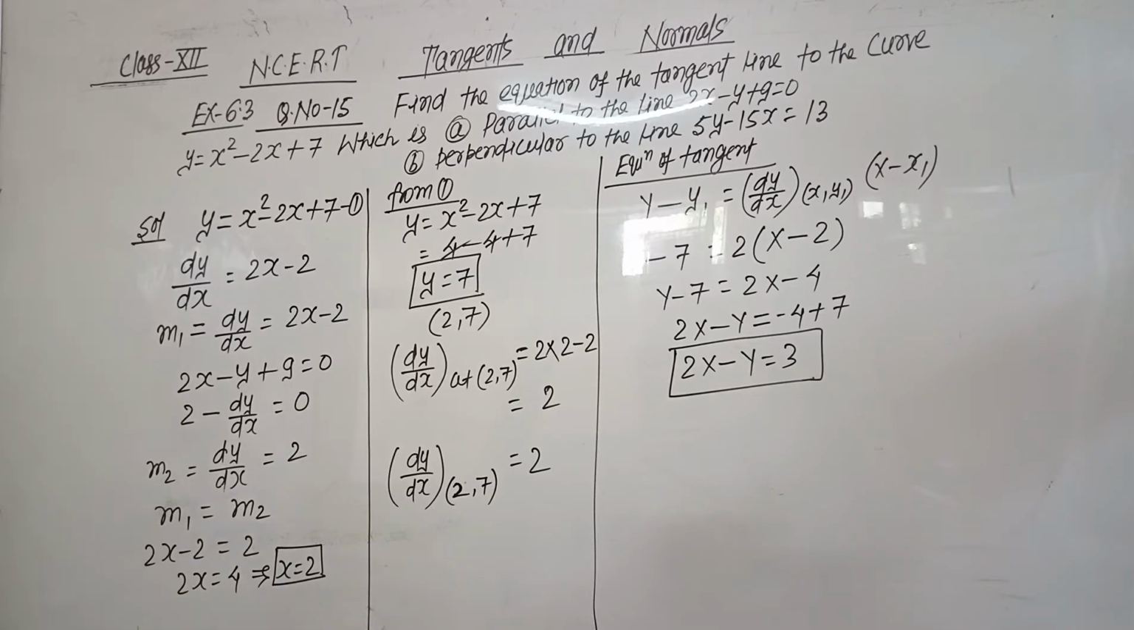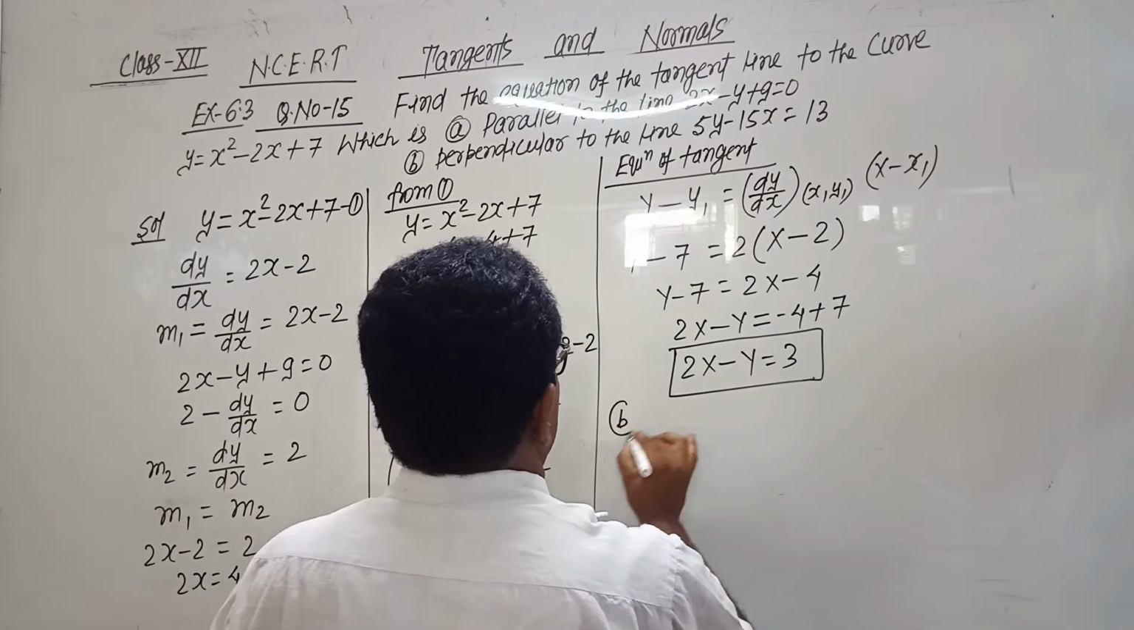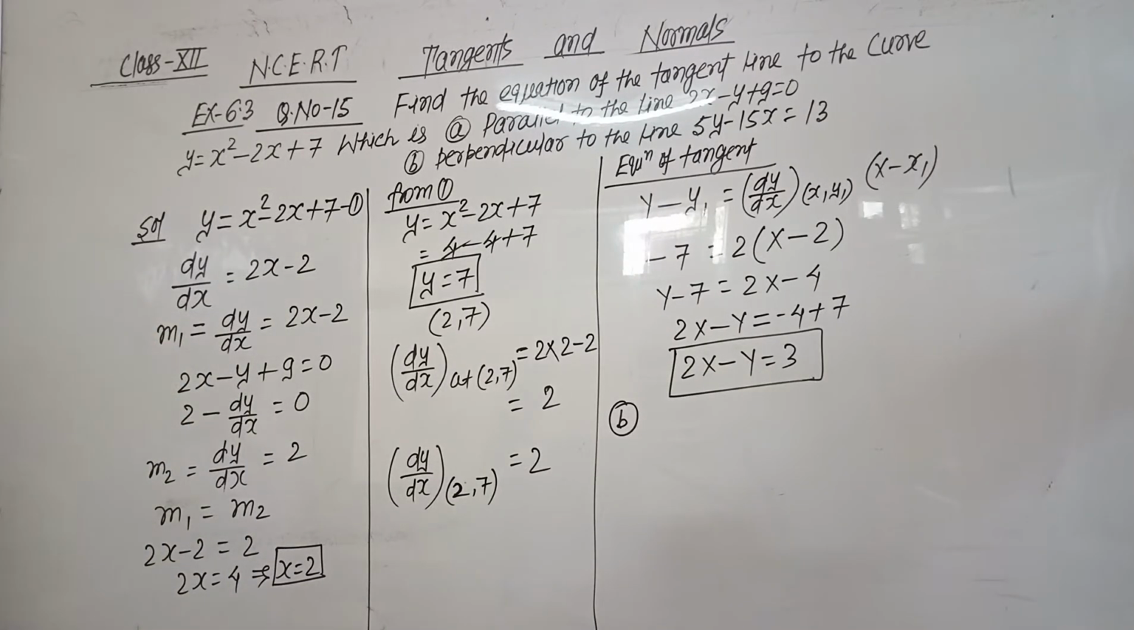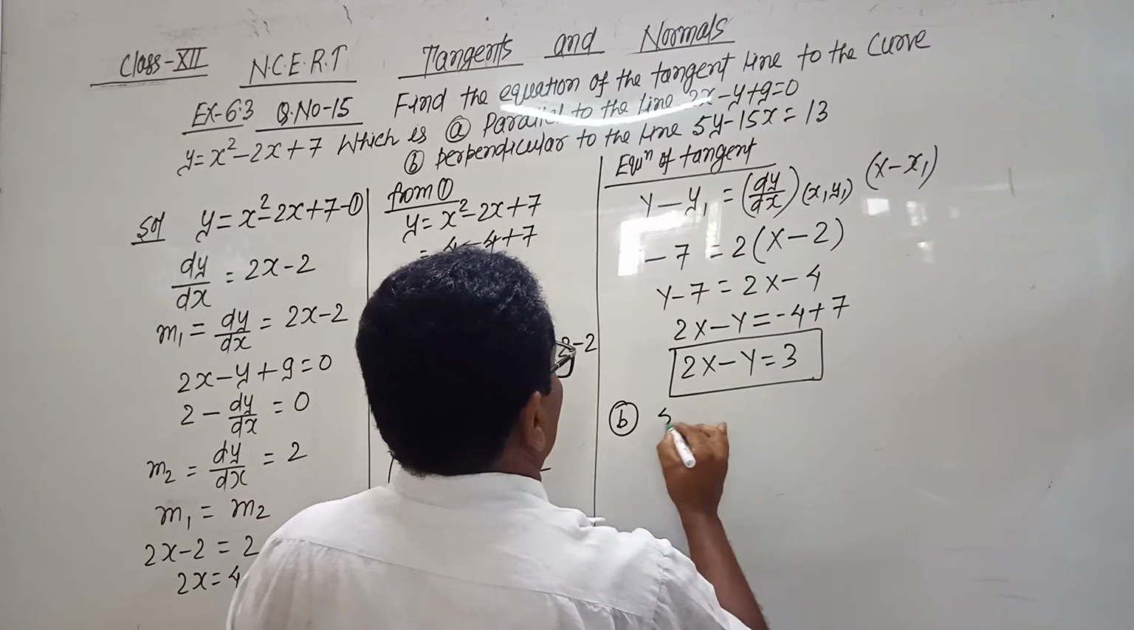Now we do the second part, part B, in which it is given that the tangent line to the curve is perpendicular to the given line. If two lines are perpendicular to each other, then the product of their slopes equals minus 1. So again we find the slope from this equation.